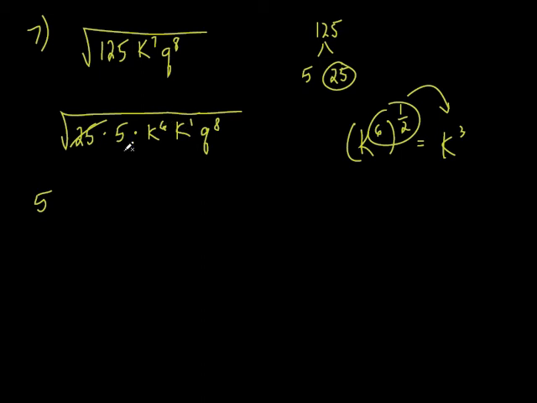What about k to the 6th? We just finished talking about that. We took all this time to do this. What's the square root of k to the 6th? K to the 3rd, right? So we're done with that one. K to the 1st is just going to stay inside of there, so I'm just going to keep that right there for now. What about q to the 8th?